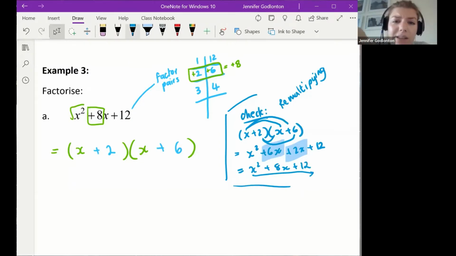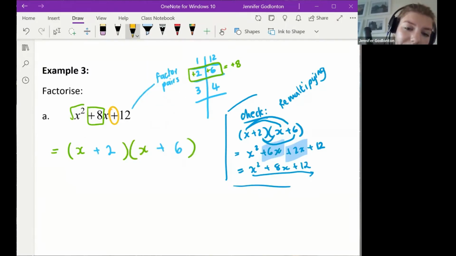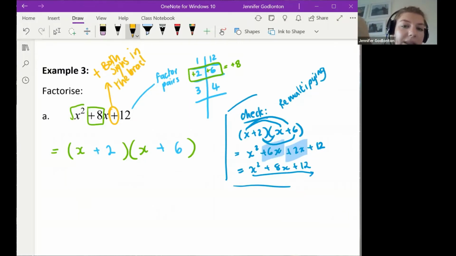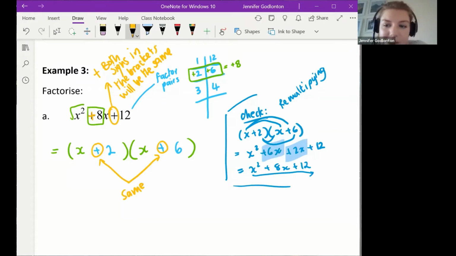So something that's important to know is, and I'm just going to put it in here so you've got all of the information, that sign, if it's a plus sign, it means that both signs in the brackets will be the same. And if it's a minus sign, it means that my signs will be different. So because that's a plus sign, both of these signs are the same as each other, and they will always be the same as whatever sign is over there.